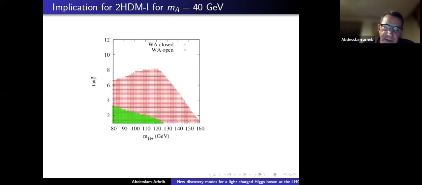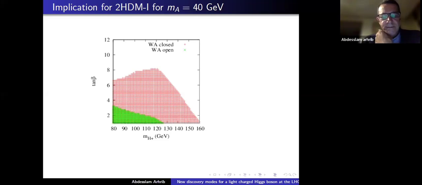Okay, so for example, if I take the CP-odd at 40 GeV and I do the limit from LHC, if I say that WA is not open, meaning I take A quite heavy, I can exclude the charged Higgs up to 160 for some small tan beta. If tan beta becomes large, I can exclude the charged Higgs up to 140, for example. This is what you see in red. But once I open the bosonic decay, WA, I can reduce the red area to the green one. And I can have a charged Higgs as light as 130, 140, for example, if I can manage to open one of the bosonic decays.